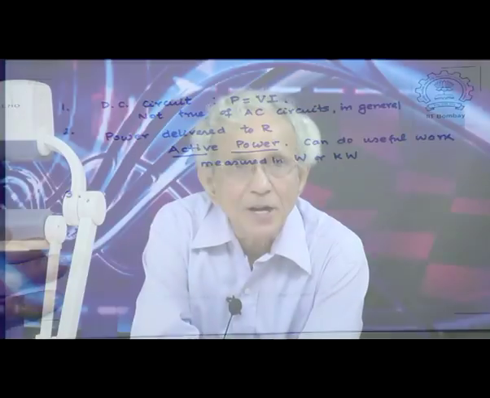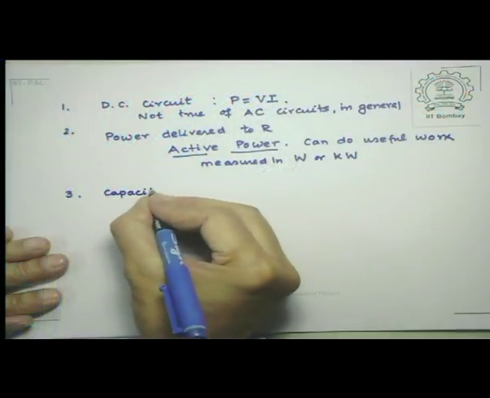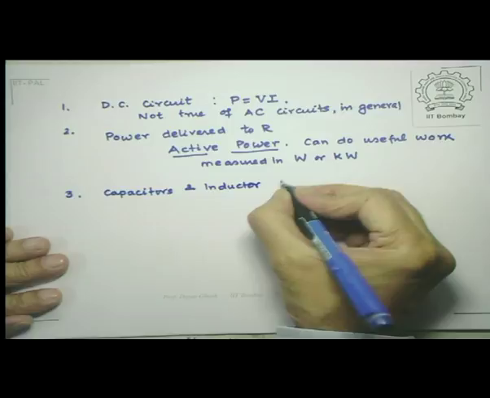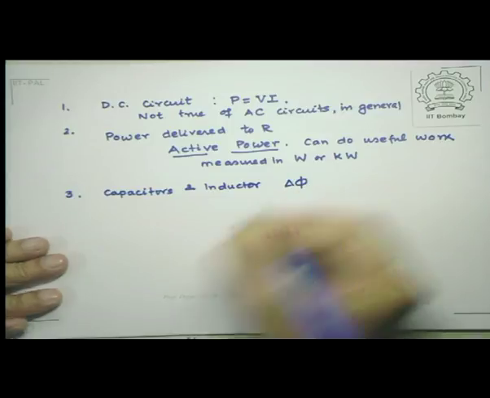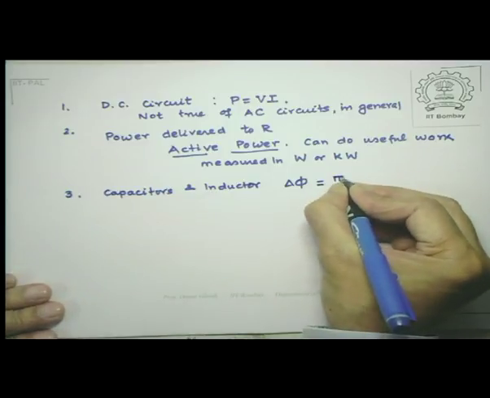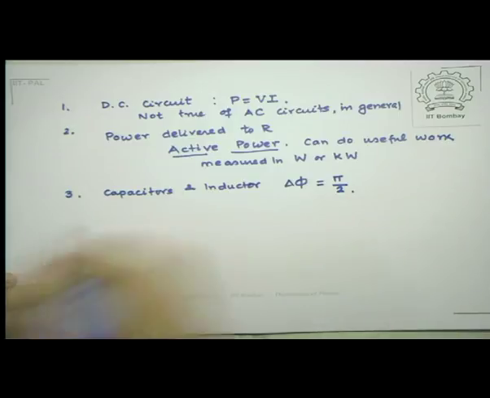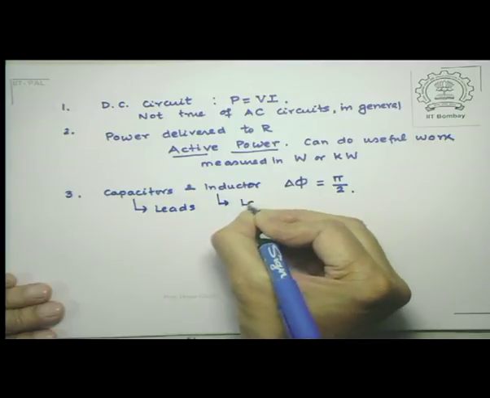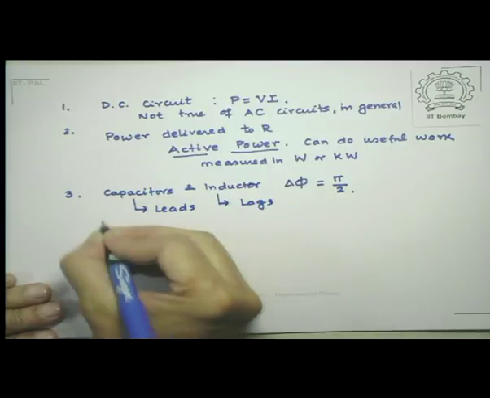For a capacitive or an inductive load, the current is out of phase with the voltage by pi by 2. In case of a capacitor, it leads, and in case of an inductor, it lags. So for capacitors and inductors, the phase difference, let me just call it delta phi, leads in case of capacitor, lags in case of inductor, and that's equal to pi by 2. So here it leads and here it lags. Well, I meant current leads and current lags.